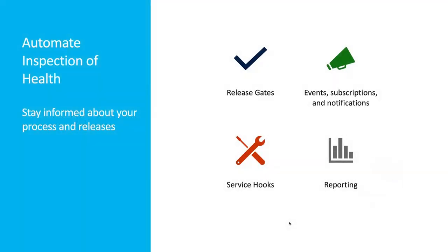So what are all the automation of inspection of your health? One is nothing but you're going to see it as part of your release gate. Another one is the events and notifications that you're going to see. Another one is service hooks. Another one is going to be your reporting as well. So what are all the different automation of health cases that you are going to see?